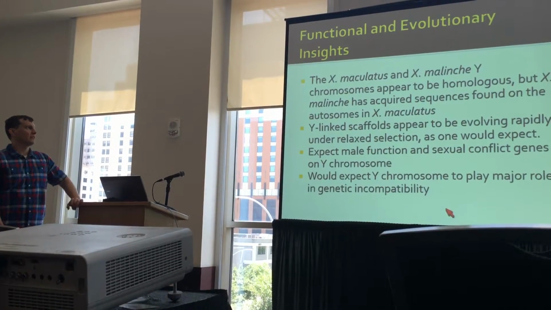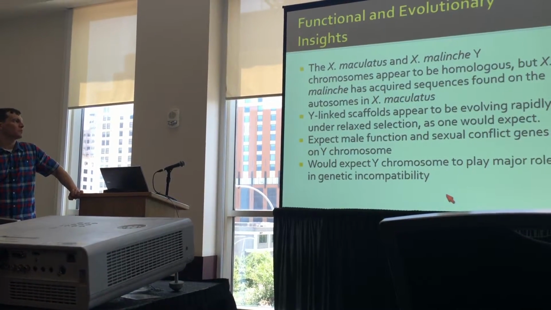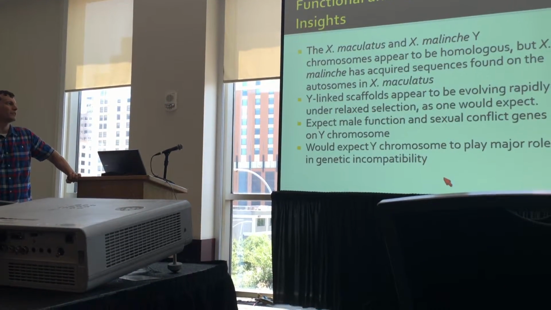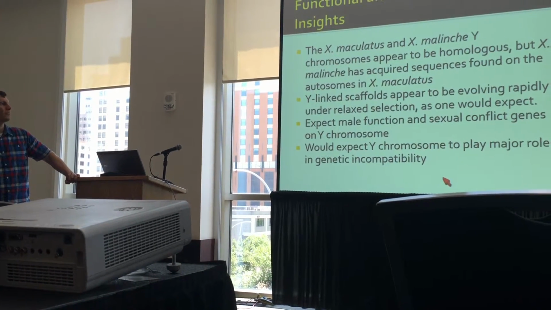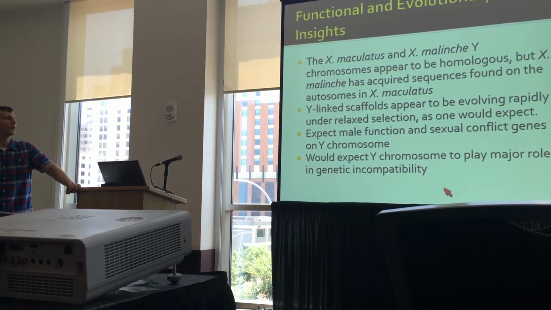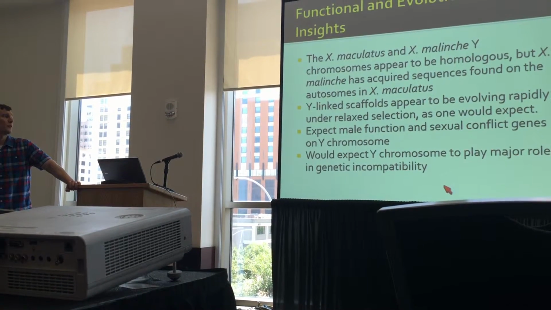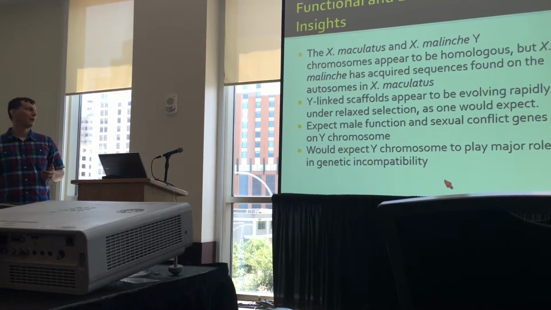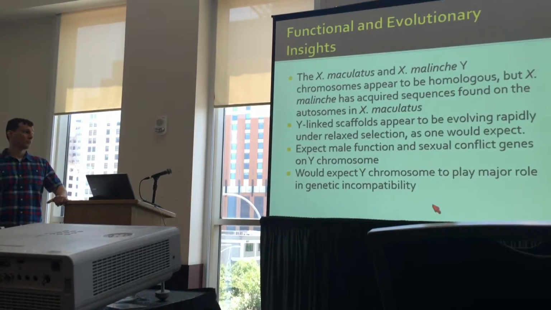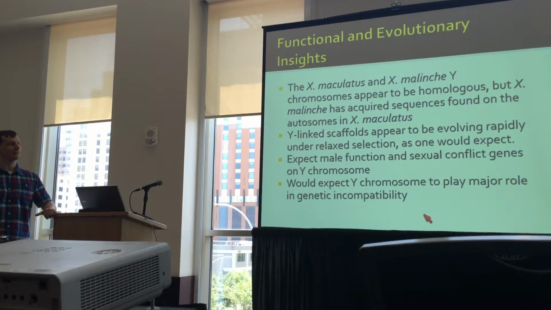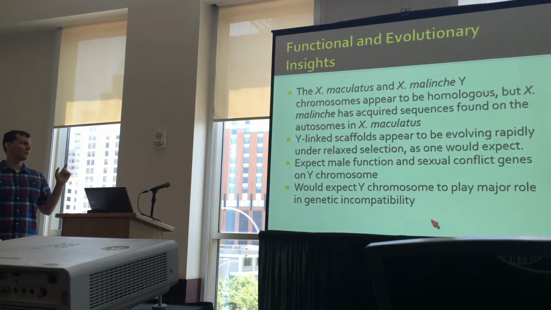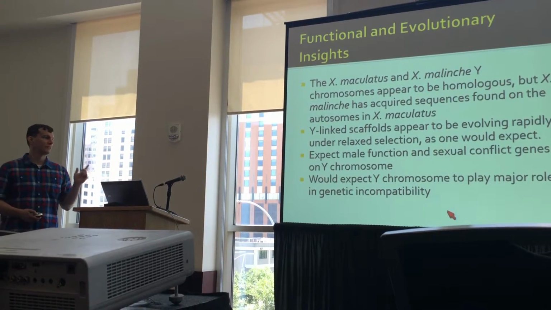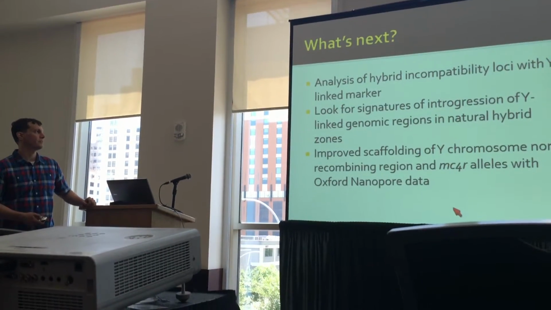So, some preliminary functional evolutionary insights. It looks like the platyfish and these Xiphophorus malinche Y chromosomes are homologous in the non-recombining region, but still divergent. And it looks like malinche has been acquiring sequences that are found on an autosome in platyfish. So the Y-linked scaffolds look like they're evolving rapidly under relaxed selection. Lots of reshuffling going on. And we expect to find male function and sexual conflict genes. We do find male function genes. I think it's a little early for the sexual conflict genes. And we would expect the Y chromosome to play a major role in genetic compatibility. And that is something we're going to investigate further in a second.